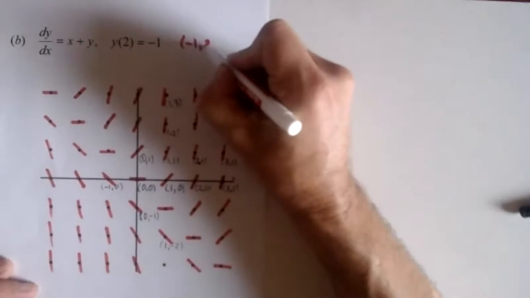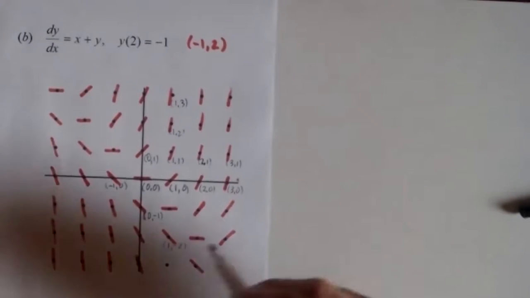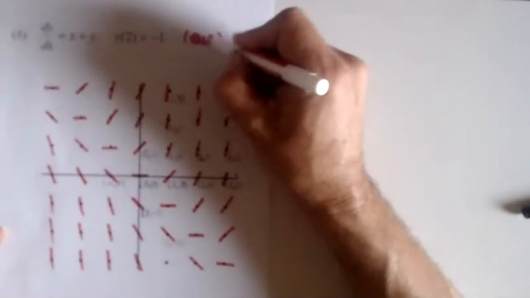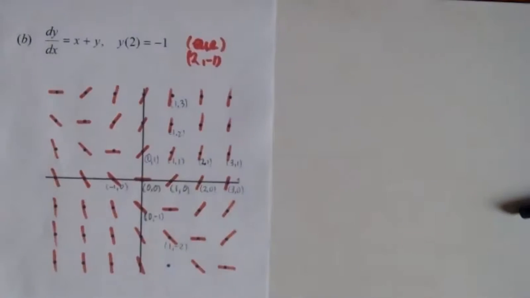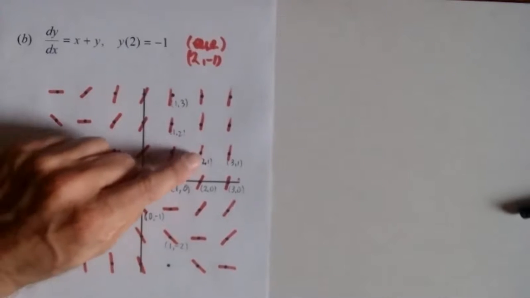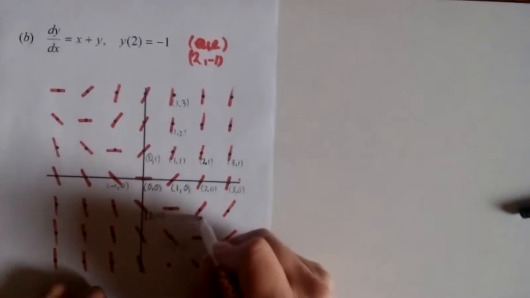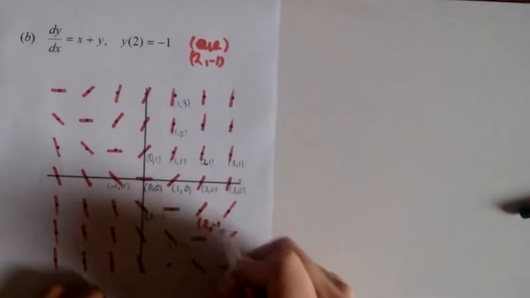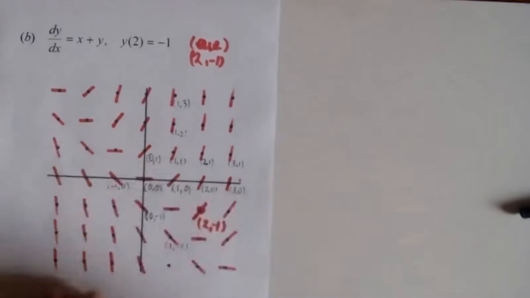This is the point 2, negative 1. That's it. So I have to locate the point 2, negative 1. So this is 2, negative 1 right here. It's right here. This is the point, correct?